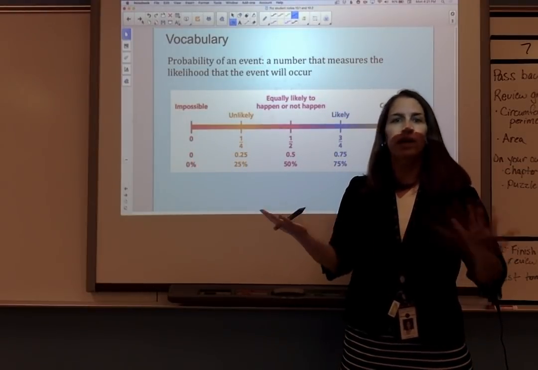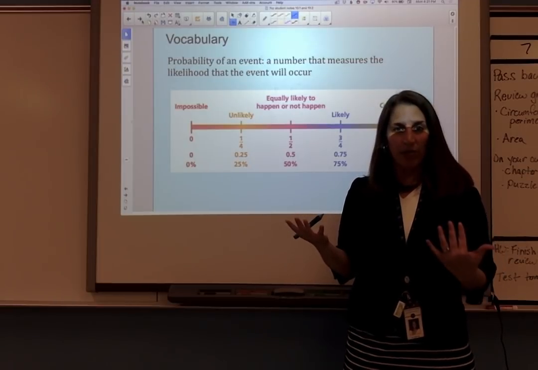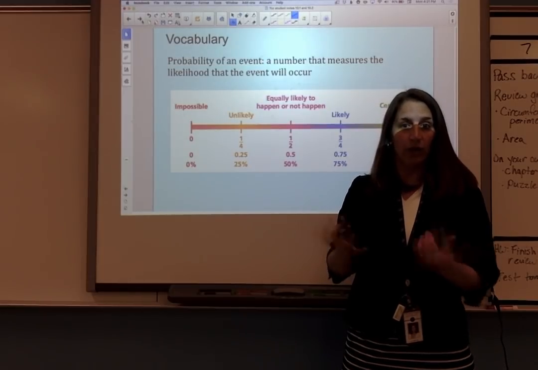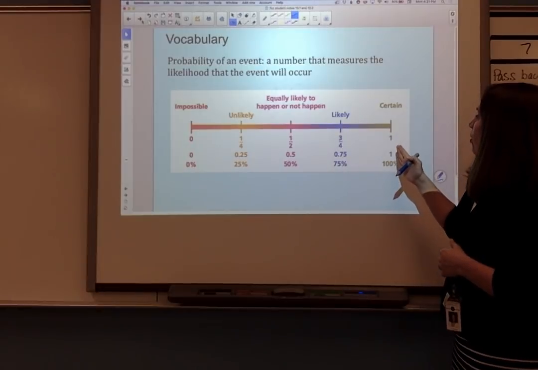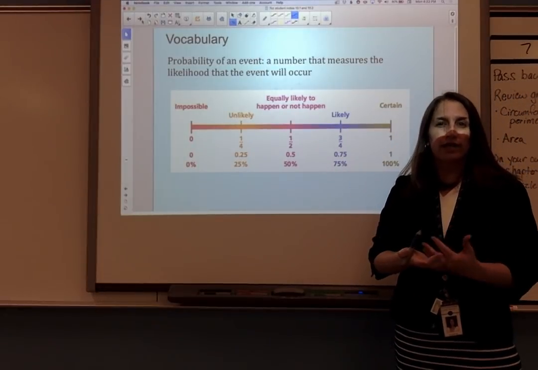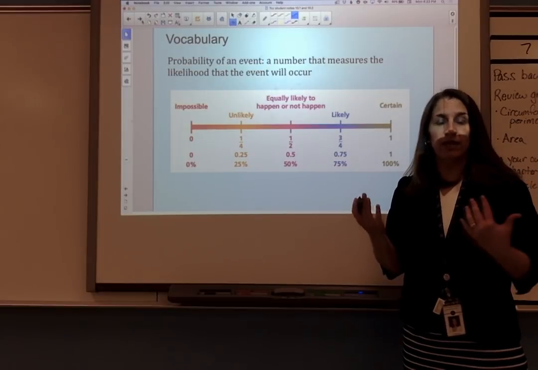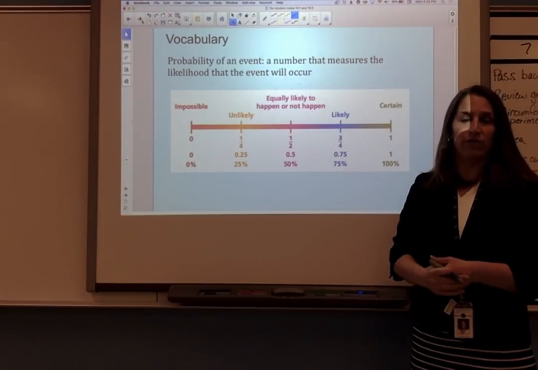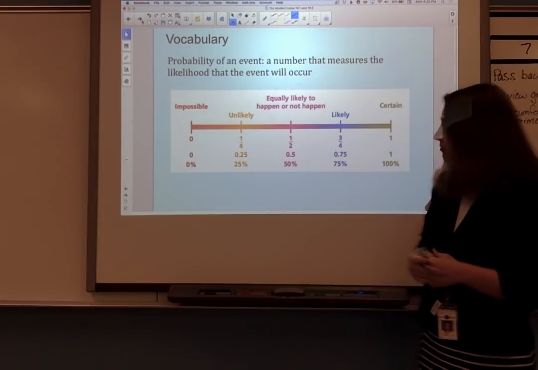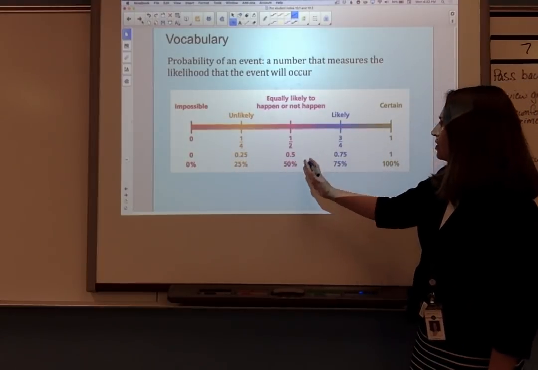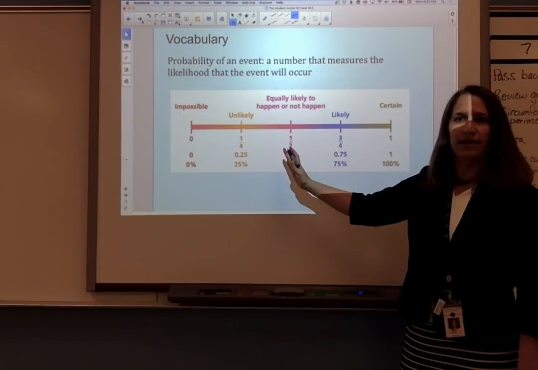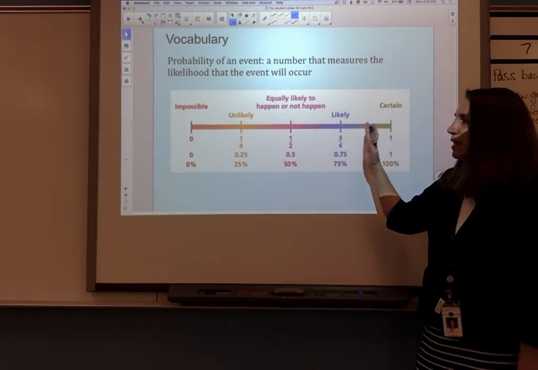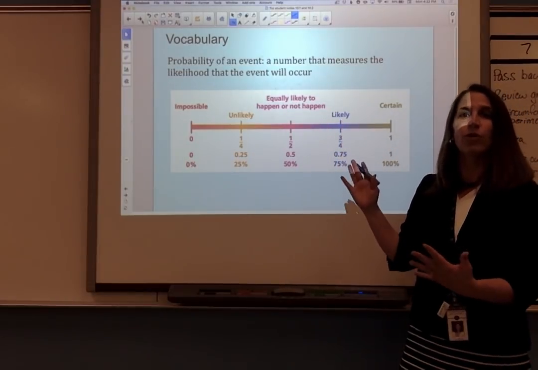So for example, if you're rolling a 6-sided die, what's the probability of rolling an 8? That would be impossible because there's no 8 on the die. All the way up to certain. So again, if we're rolling a 6-sided die, what's the probability of rolling a number less than 7? 100% chance that that's going to happen. It is certain that whatever number you roll will be less than 7. And then we've got anywhere in between here. So in the middle would be equally likely to happen and not happen. We have things that are unlikely but not impossible, things that are likely but not certain. So it kind of falls somewhere on that spectrum.